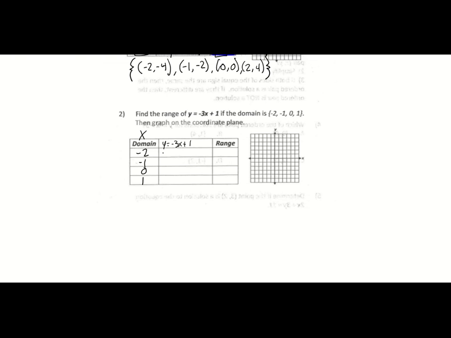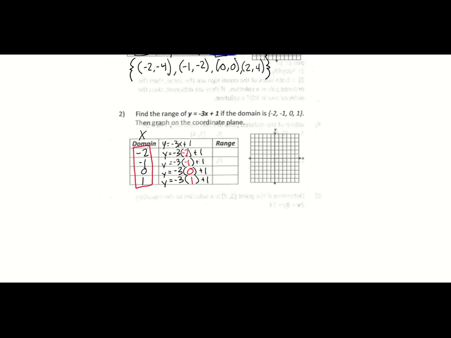So I'm going to write my equation here so I can plug in all of my x values. The reason I'm plugging in for x is because they gave me my domain, which are my x values. So I can take my x values, plug them in here. I have a -2, a -1, a 0, and a 1. Got all those numbers right here for my domain. So now I can solve them.